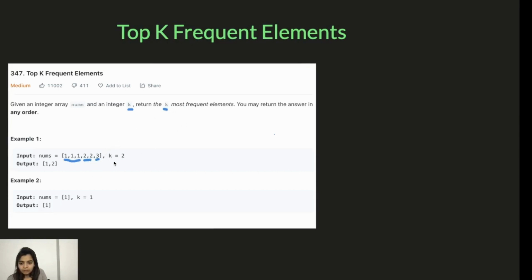The k most frequent elements. K is 2 here, so we have to return 1, which is the first most frequent element, repeated 3 times, and 2, which is repeated twice. So just these two. 3 we shouldn't return because k is only 2.